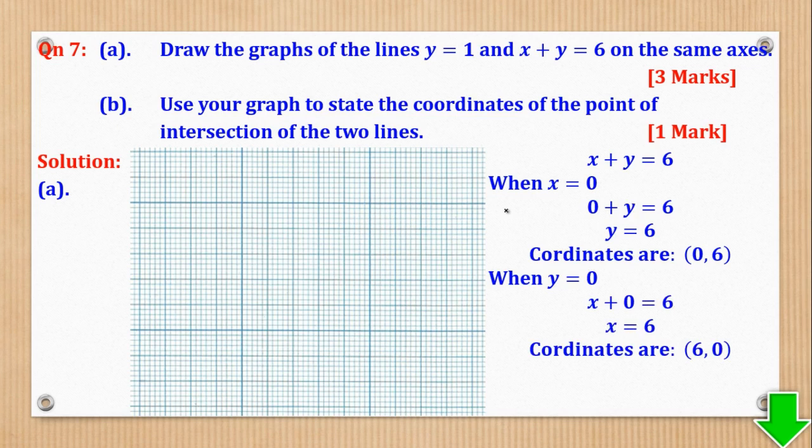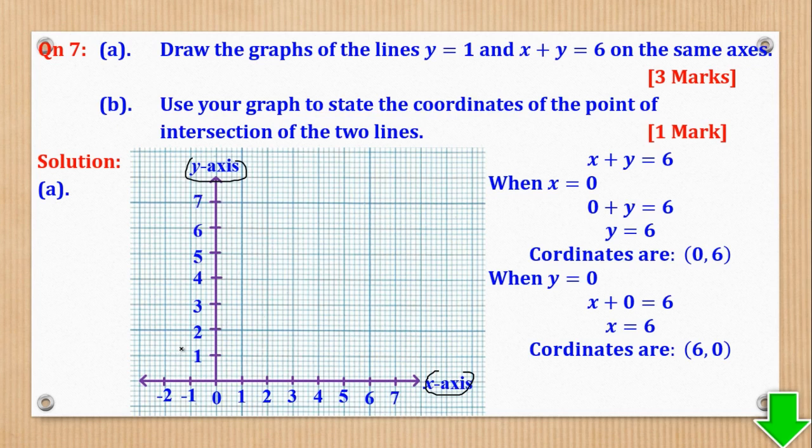So now that I've got the coordinates, we can now draw our graph. We shall first begin with the axes and label them. X-axis, y-axis. Then get the scale for the x-axis. We shall use 1 centimeter to represent 1 unit. Do the same for the vertical axis, get the scale. We shall still use 1 centimeter to represent 1 unit. Then to draw y equal to 1, you come on the y-axis, look for 1 and draw a horizontal line. That is what they mean by y equal to 1.